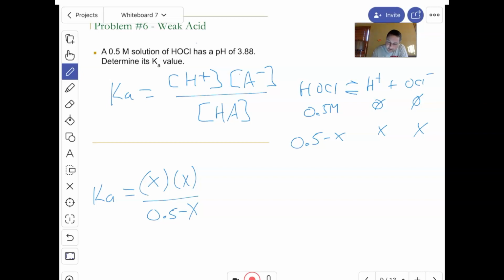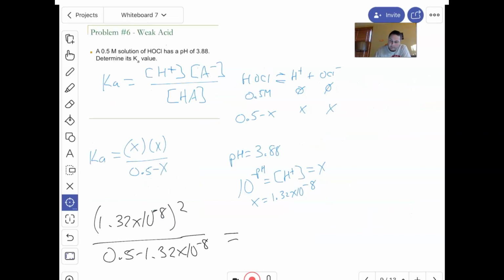If I know that the pH equals 3.88, we have a formula that says 10 to the negative pH power equals H plus, which in our case is the same as x. So let me pause here real quick and do 10 to the negative 3.88 power. Okay, at that point I get x, which is the same as the H plus concentration, is 1.32 times 10 to the minus 8. So I plug that in for x in all 3 spots, and I get 1.32 times 10 to the minus 8 squared on top, because I'm just multiplying it by itself.